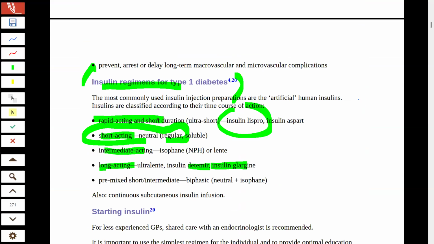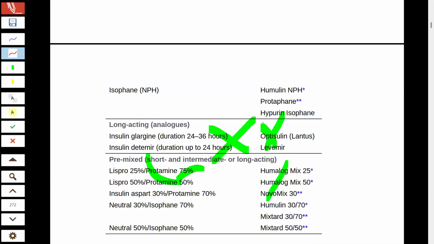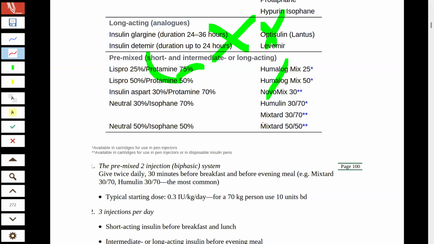And for insulin names, you don't need to memorize all of this, but at least you must know rapid, short, intermediate, and long acting. The long acting is an important one: glargine, detemir. And then short acting there is regular, and rapid acting there is insulin lispro. So at least these three you must know. So these things you don't need to memorize.